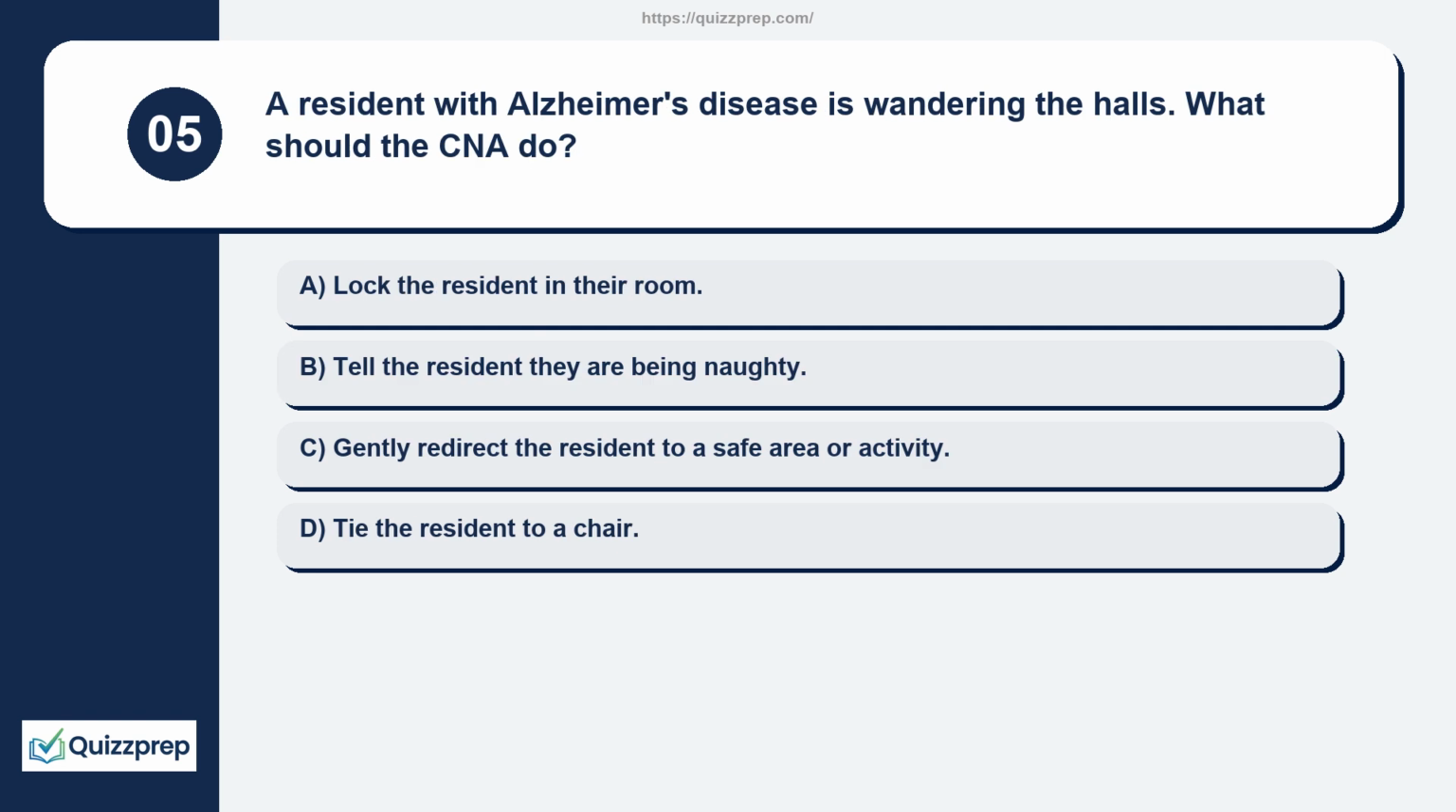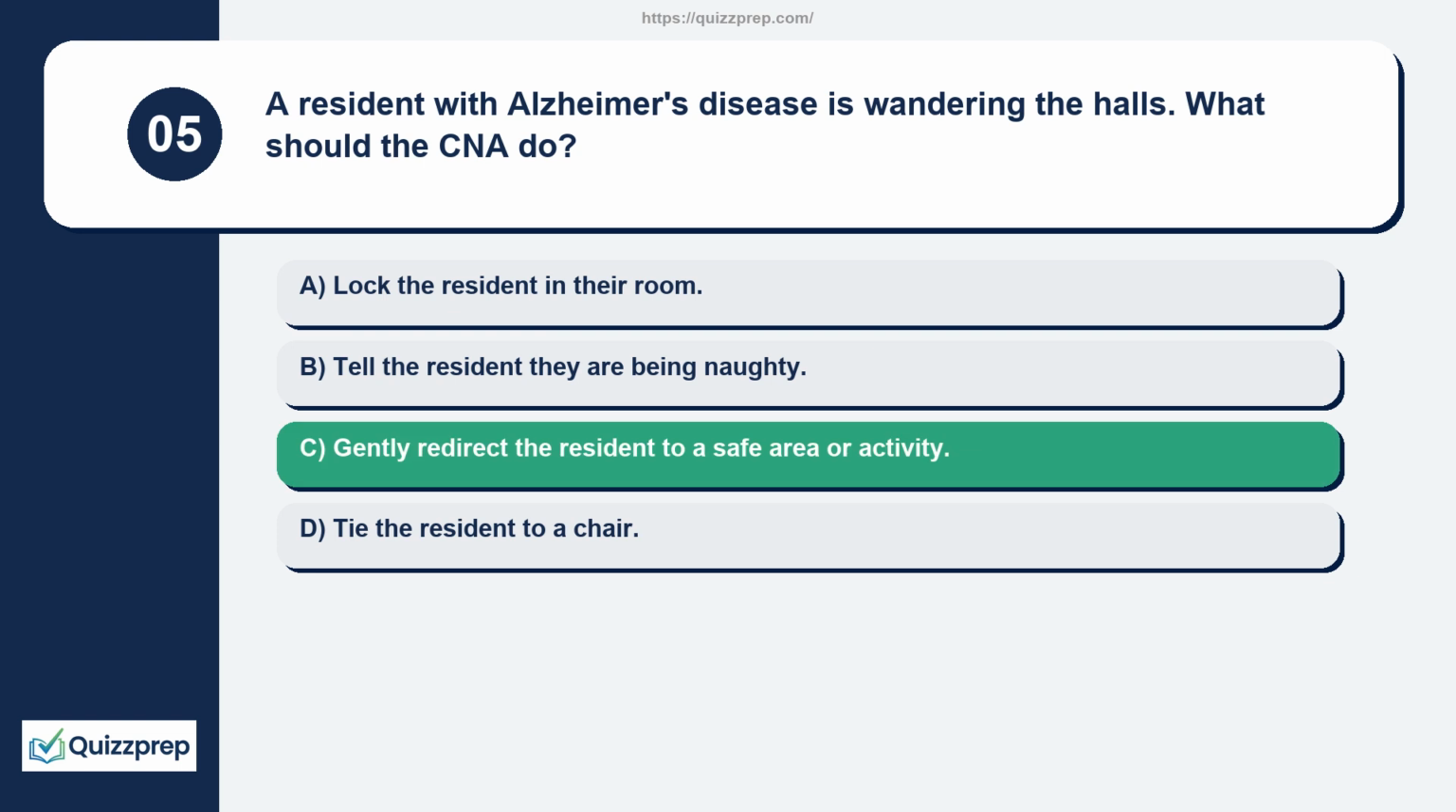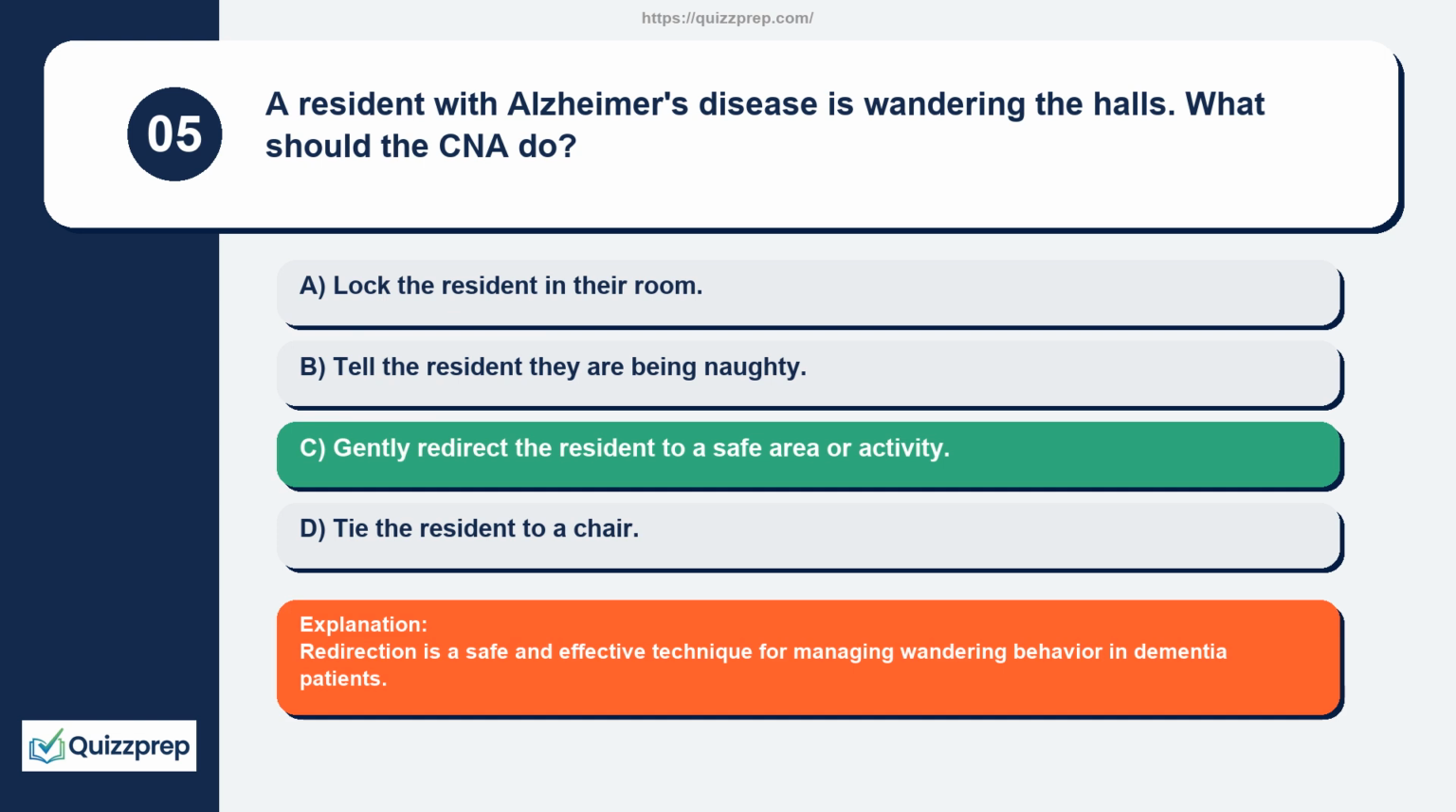Question 5. A resident with Alzheimer's disease is wandering the halls. What should the CNA do? Lock the resident in their room. Tell the resident they are being naughty. Gently redirect the resident to a safe area or activity. Tie the resident to a chair. Redirection is a safe and effective technique for managing wandering behavior in dementia patients.